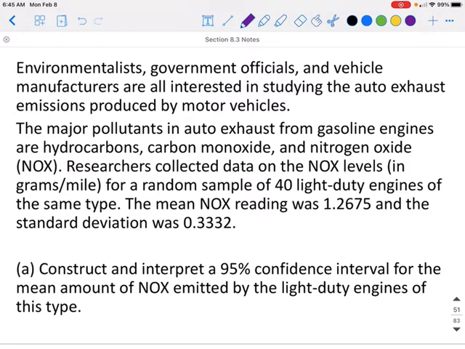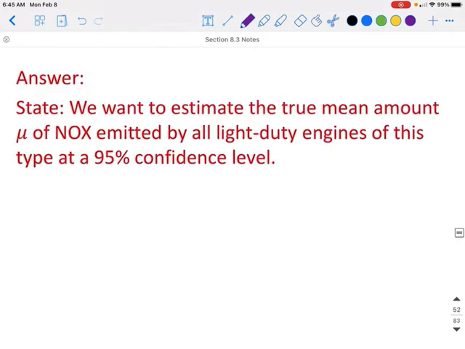So we're going to start with our state, and we want to estimate the true mean mu of the NOx emitted by all light-duty engines of this type at a 95% confidence level. Next, you're going to come up with your plan. First, you're going to say what type of process you're going to do. Are you going to do a Z interval or a T interval? You have to pick what type you're going to do, and then you're going to check the conditions.